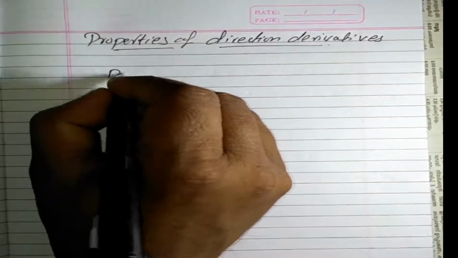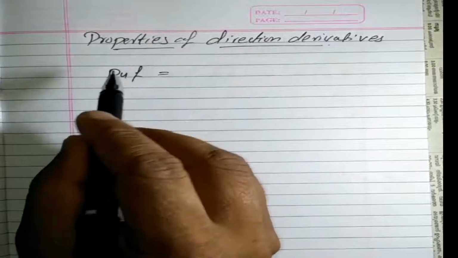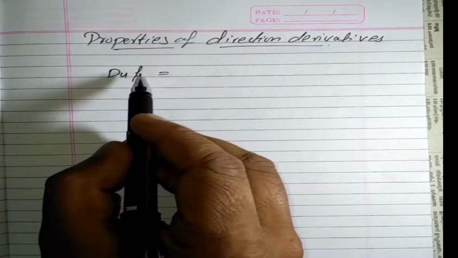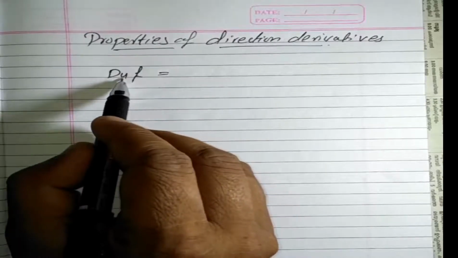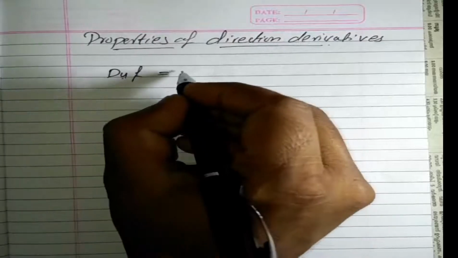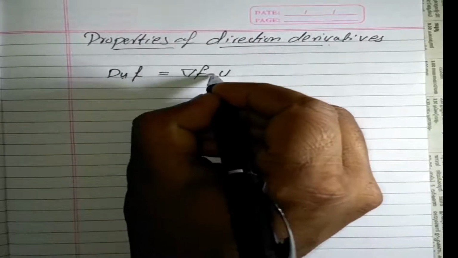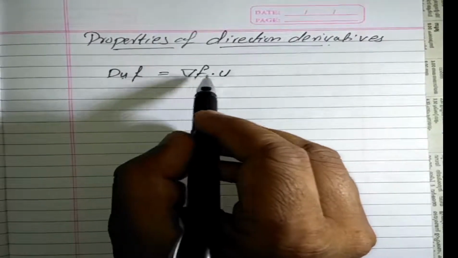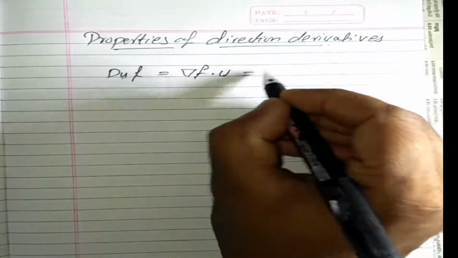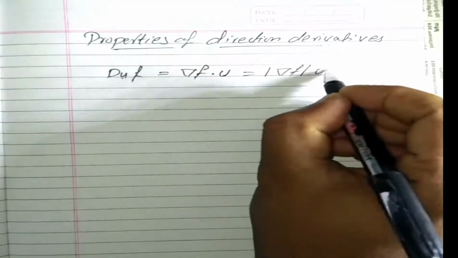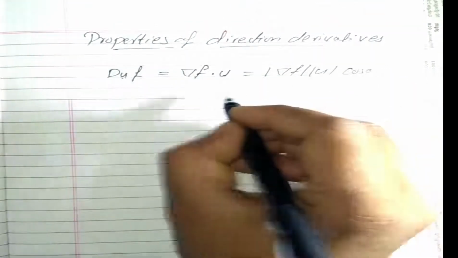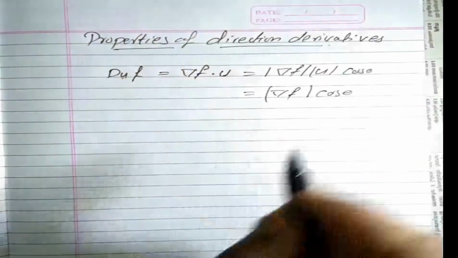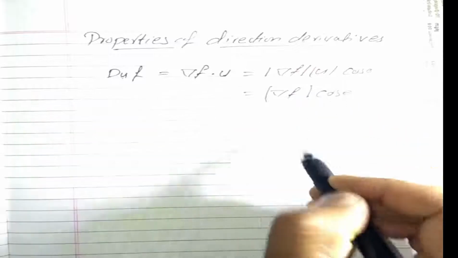First of all, the directional derivative D_u f, which we already studied. The derivative of f in the direction of u at a point p naught is written as the gradient of f dot u. It is the dot product of the gradient of f and u, equal to mod gradient f, mod u, cos theta. Simply, it is mod gradient f cos theta. Then the properties are based on the theta value.